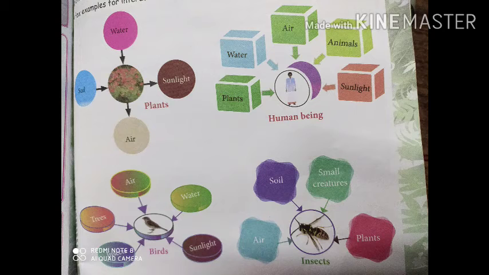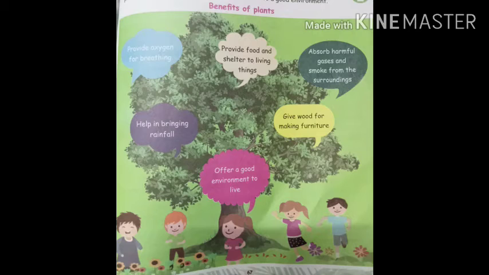Now see the benefits of plants. What are the uses of plants? Why do we want to plant a tree? See here, the benefits of plants are given, 6 benefits. The first one is provide oxygen for breathing. Nowadays this is a big problem, shortage of oxygen for the COVID patients. So it's providing oxygen for breathing, சுவாசிக்கிறதுக்கு ஆக்சிஜன் கொடுக்கிறது.